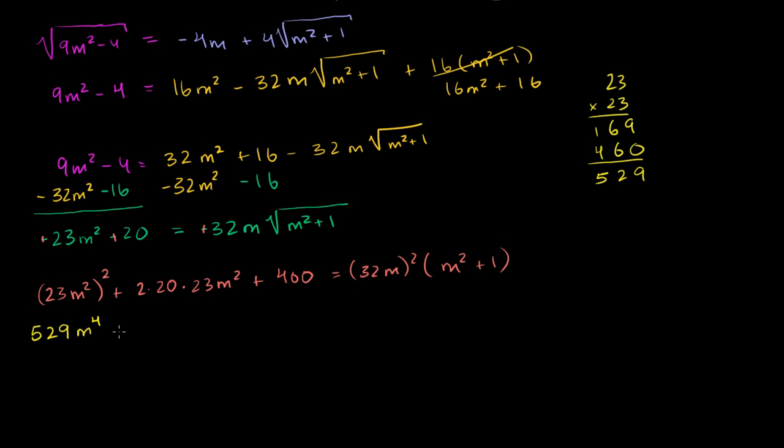m to the fourth plus 40 times 23. 4 times 20 is 80, 4 times 23 is 92, so it's going to be plus 920m squared plus 400 is equal to 32 squared. So let me figure out what 32 squared is. 32 times 32. It seems like if you're taking this exam, you might as well have your multiplication tables memorized to about 50.